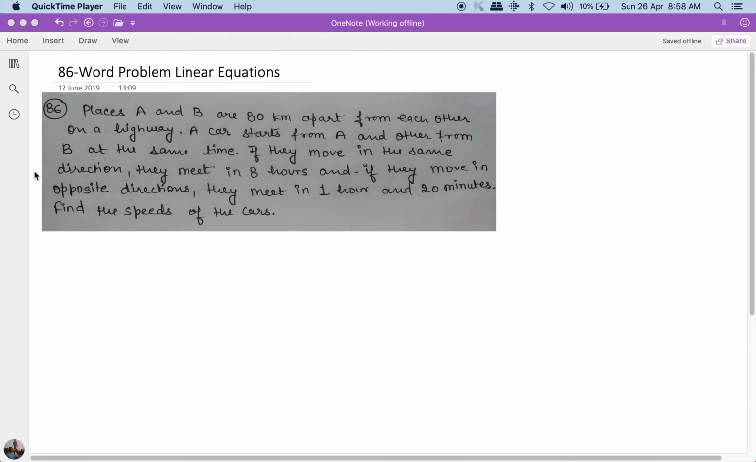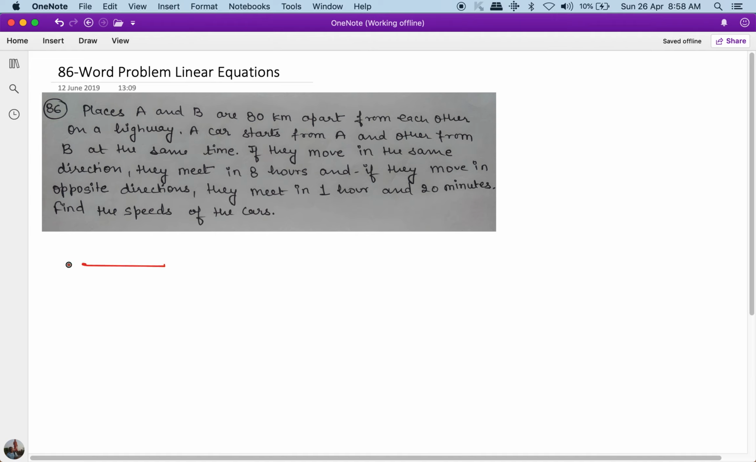Hello friends, welcome to another practice question of linear equations. We are going to solve a very unique kind of word problem over here. We have done these word problems before as well, but this is a very unique pattern and I hope you understand this pattern because understanding the pattern will make the question very easy to solve. So let's start solving this one.